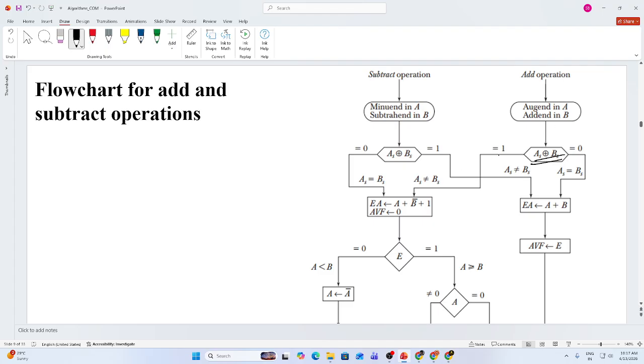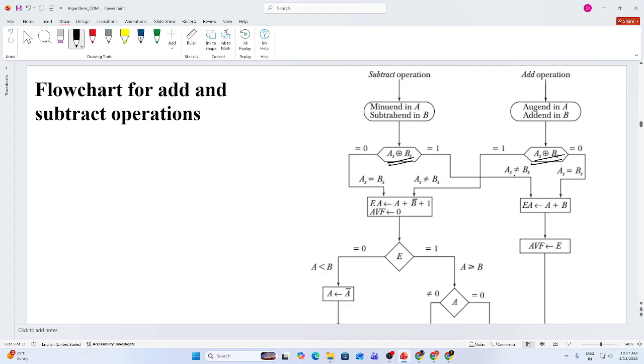Similarly, in case of addition, if the signs are not equal, then I need to do the subtraction. Similarly, in case of subtraction, if the signs are not equal, I need to do addition. If the signs are equal, I need to do subtraction. So based on this XOR gate, I told how to compare signs, and using the XOR gate we compare the signs and take a decision whether the signs are equal or not equal, right?